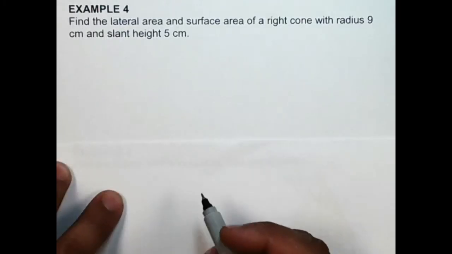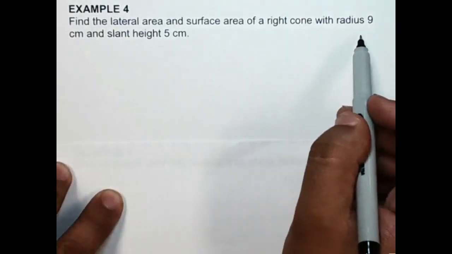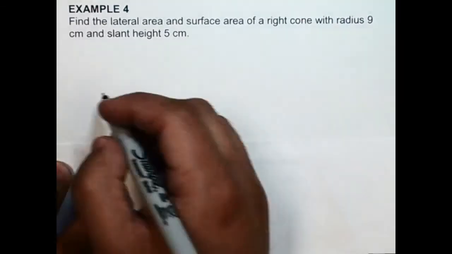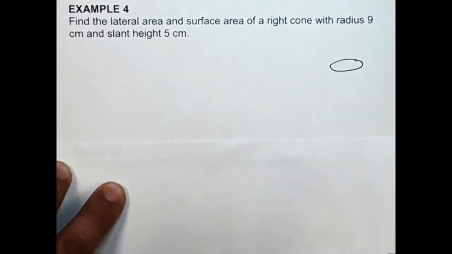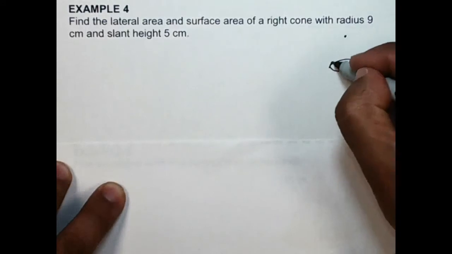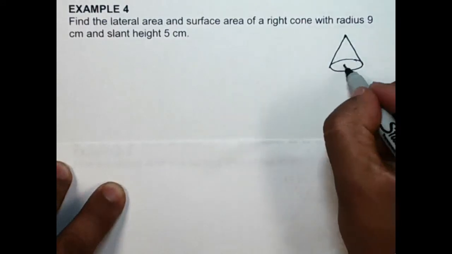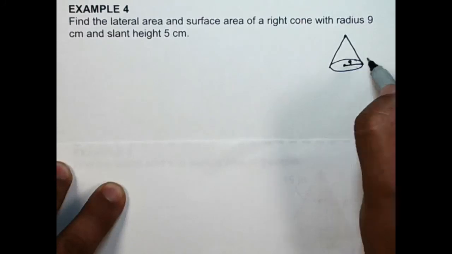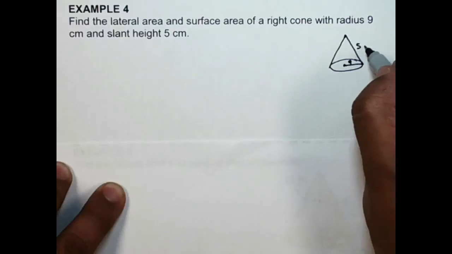Alright, let's go ahead and do this example. Find the lateral area and surface area of a right cone with a radius of 9 and a slant height of 5 centimeters. For this, sometimes it's good to draw a picture. Sometimes it helps, or sometimes you need a picture. It says that my radius is 9, and my slant height, that's going to be this part right here, is going to be 5 centimeters.